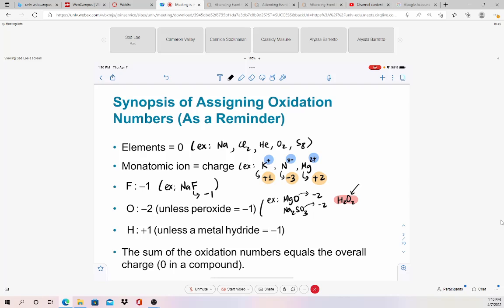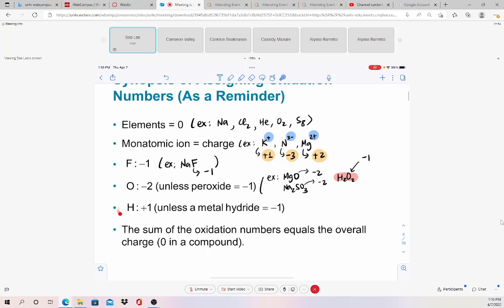In this case, oxygen will have oxidation number of -1. So except for when oxygen is in peroxide, most of the time, all of the time, oxygen will have oxidation number of -2. The next rule is that hydrogen usually has oxidation number of +1 when it's bonded to non-metal, but when it's bonded to metal, it will have oxidation number of -1.